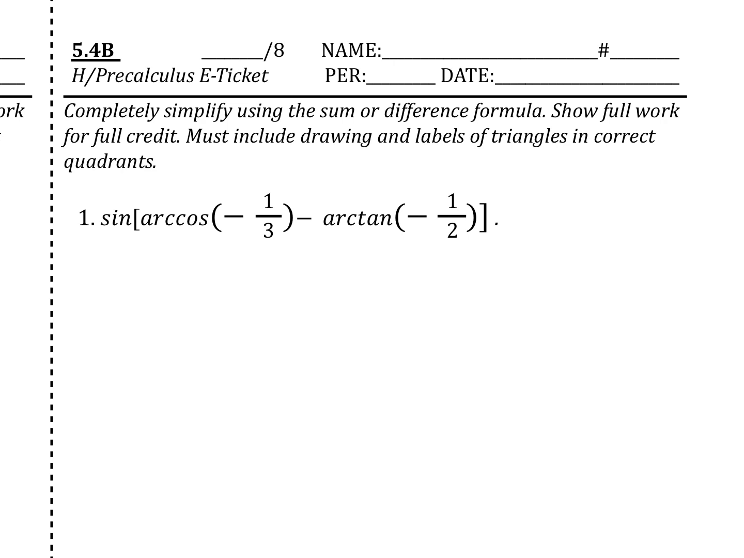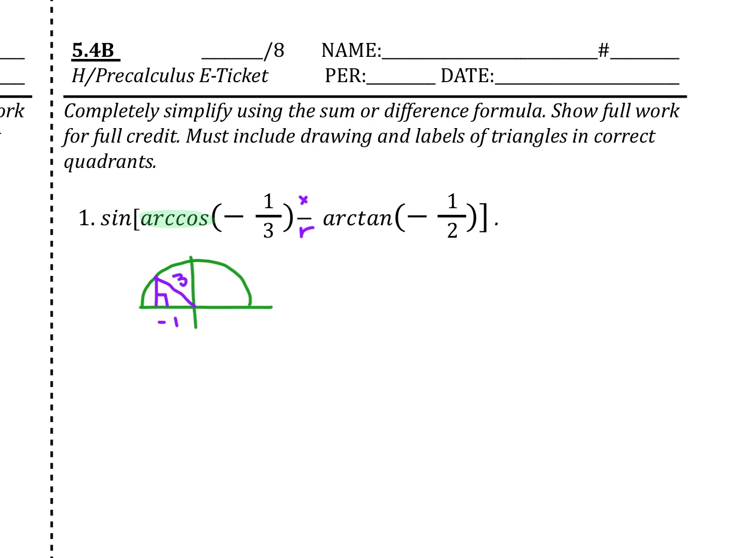So first we need to draw our triangles, and we need to remember that the inverses of trig functions are very specific. That means that they can only be in particular quadrants. Arc cosine is restricted to quadrants 1 and 2, and because it's negative, it therefore has to be in quadrant 2. So this is our x over r, so we can label it negative 1, r is 3.